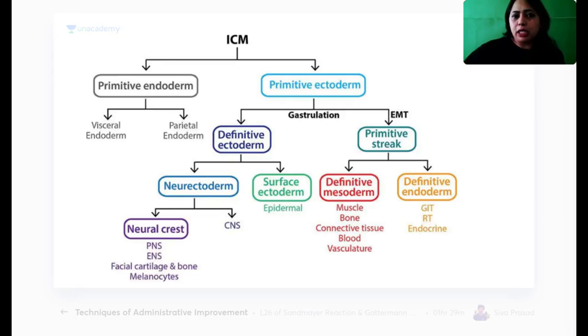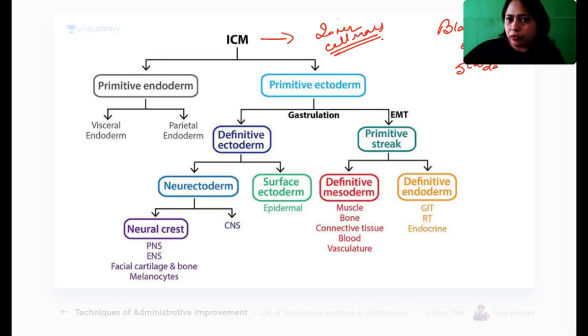Now here look at this one, that is the inner cell mass, ICM, called inner cell mass. You know that the cell, after it is turned into a blastocyst, that is about the 64-cell stage and about the fifth day. Okay, fifth day cell.